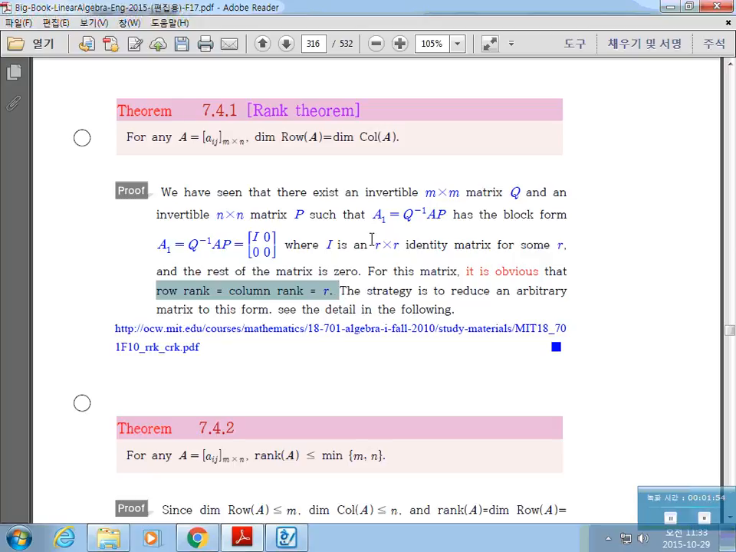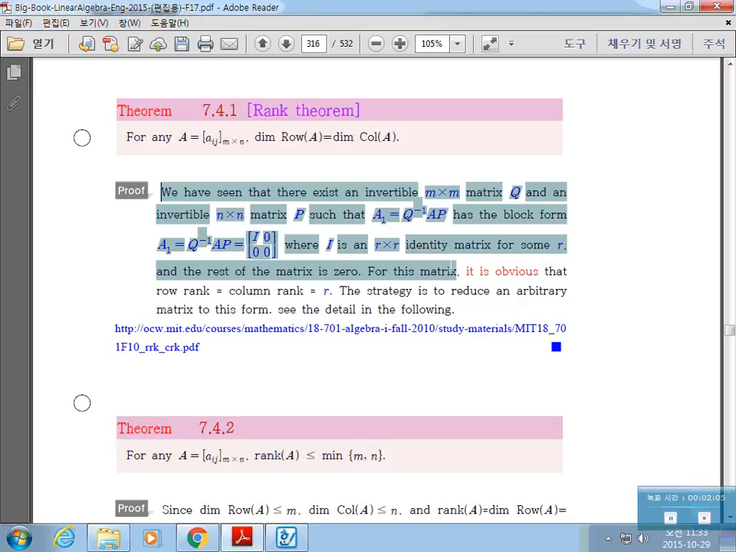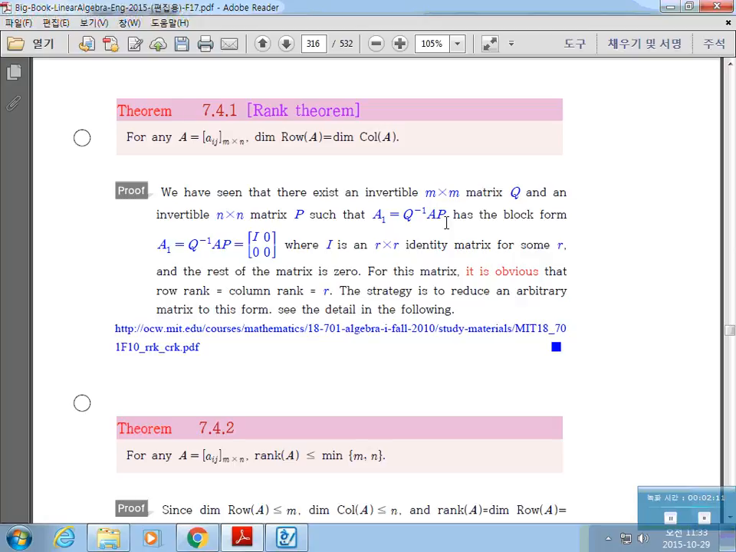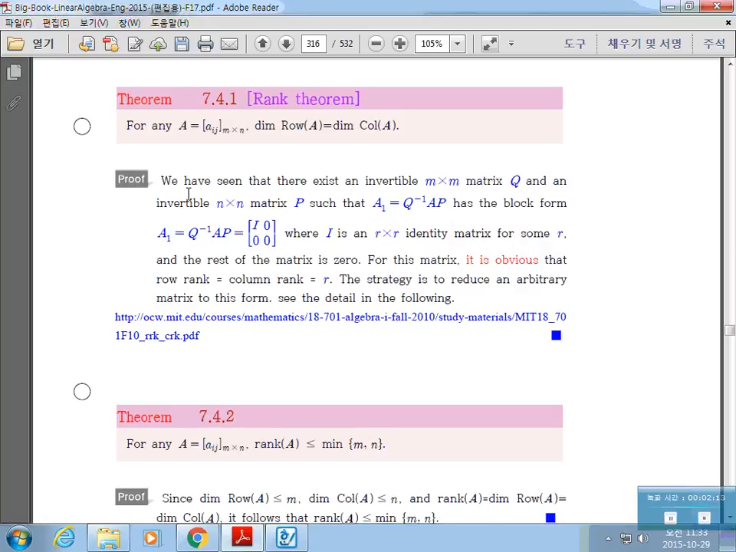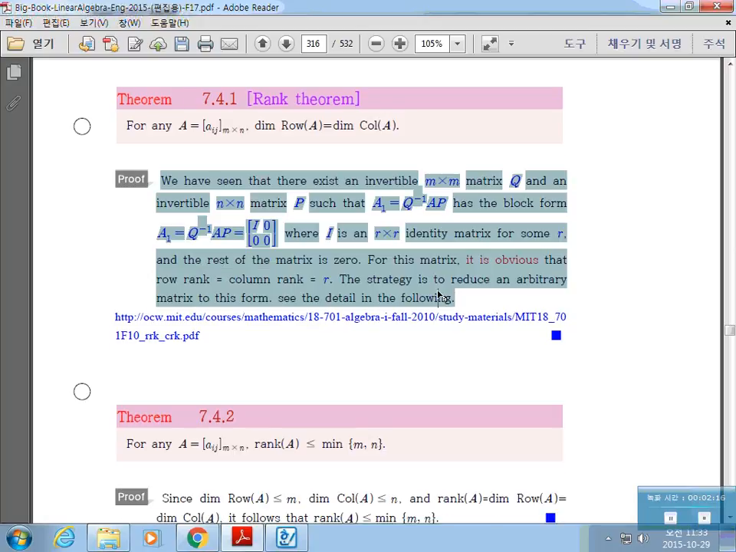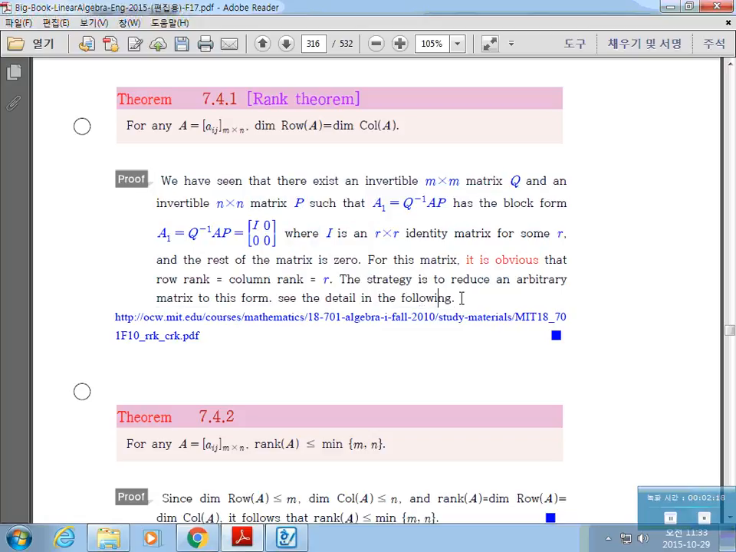The strategy to reduce an arbitrary matrix to this form can be found at this web address at MIT. This is a special form of Sylvester's law of inertia. But this is not difficult, and you will see it. From this observation, we see the row rank and column rank are the same.